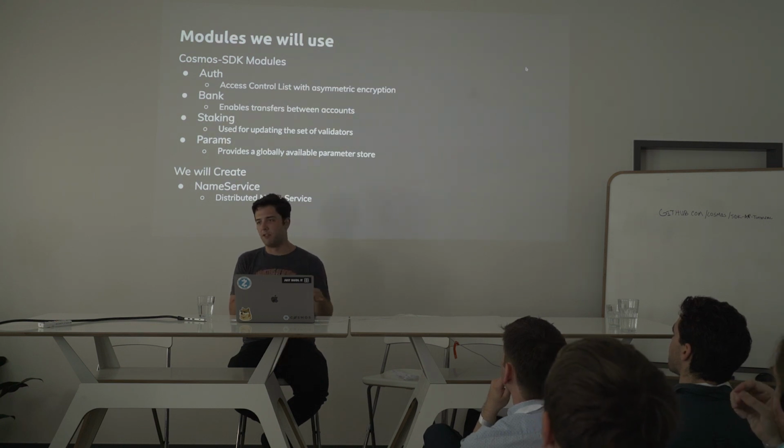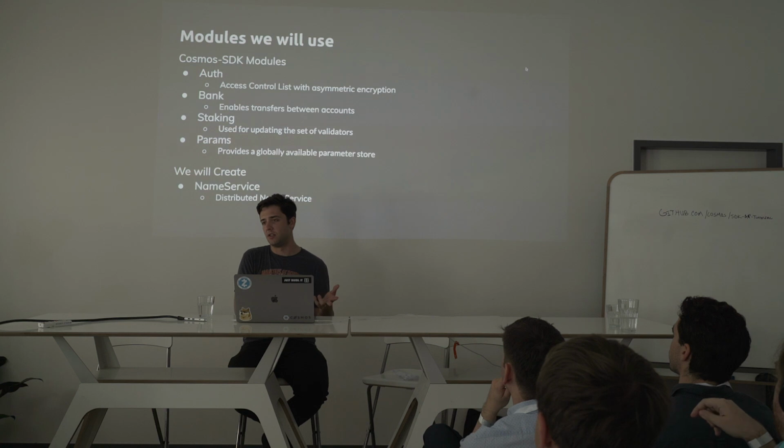This is not going to end up being a full proof of stake application, and I'll talk about that a bit. But the modules that we're going to use are auth, bank, staking, and params. So auth, as I talked about earlier, is account creation and maintenance. Bank is the ability to have balances in those accounts of different coins and to send those coins between accounts. So just your really basic cryptocurrency application.